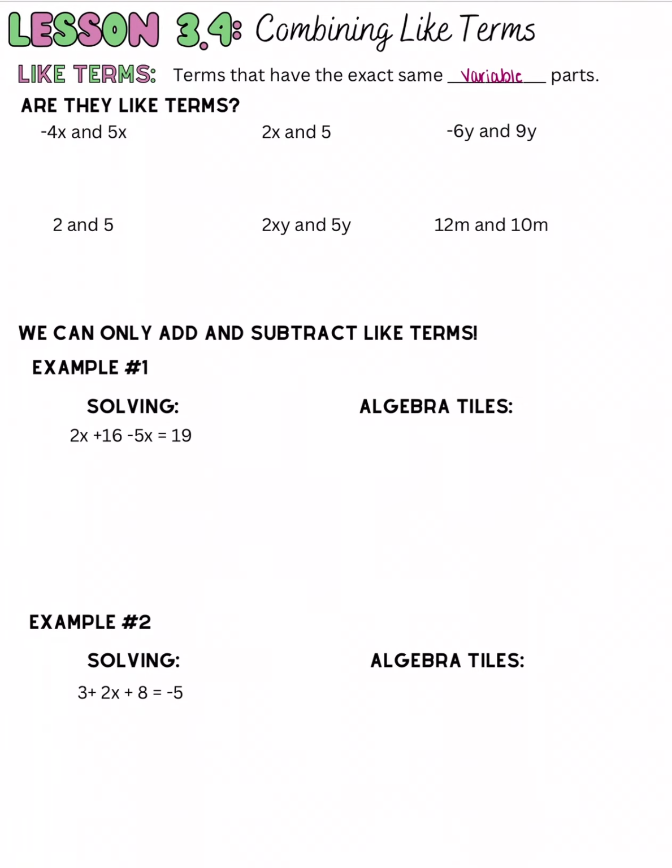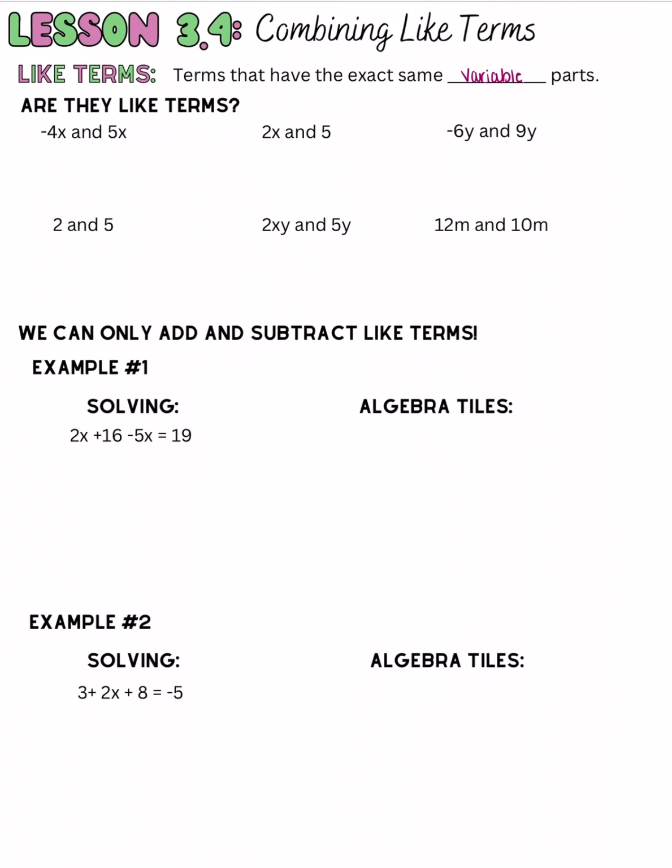Welcome to lesson 3.4. Today we're going to be talking about combining like terms. We're going to figure out what like terms are, how we can combine them, and all of that. Like terms are terms that have the exact same variable part, so you can only combine things, like adding and subtracting them, when they are alike.